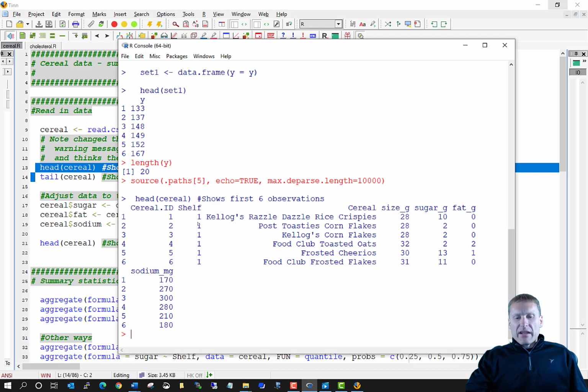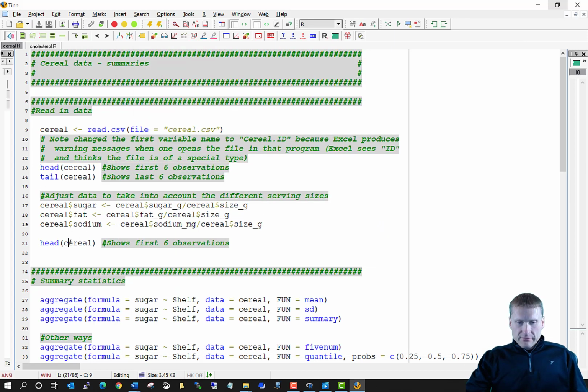And indeed, based upon if I went and actually showed you what the file looked like, it does look like I did read the data incorrectly. Okay. So next, let's take into account that these serving sizes are different for most of the cereals.